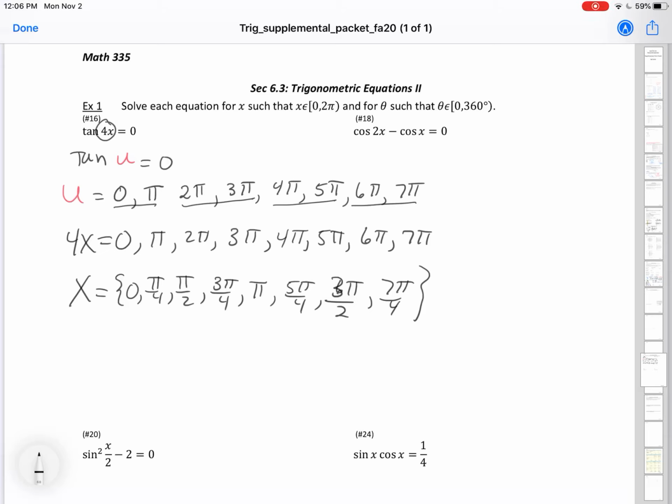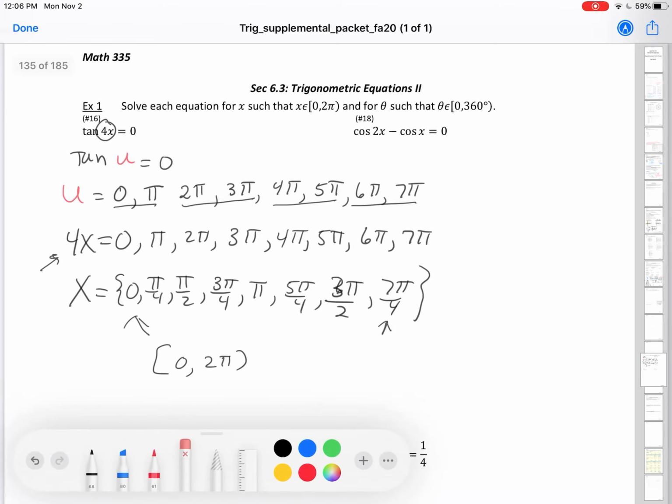And then why are we doing that? Because we're going to bring everybody back by a factor of 4. And we're going to end up inside 2 pi. All of these values are between 0 and 2 pi in our answers. And those are the 8 answers that will be reflected in the back of the book.